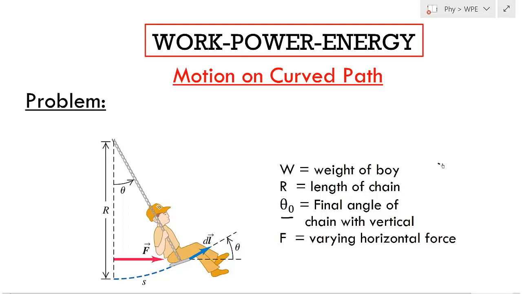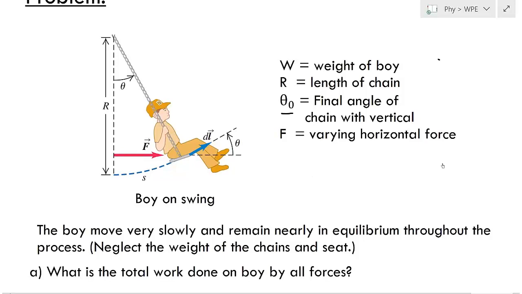Hello friends, in this video we will learn about how to calculate work done when there is a motion that happens along a curved path. To illustrate this, let us consider this swing. So this boy is on the swing and there is a force that is applied so that this swing can move, or this boy can move along this curved path.